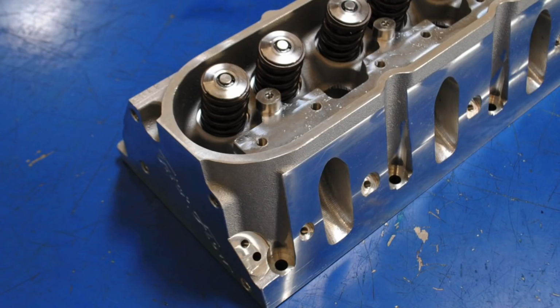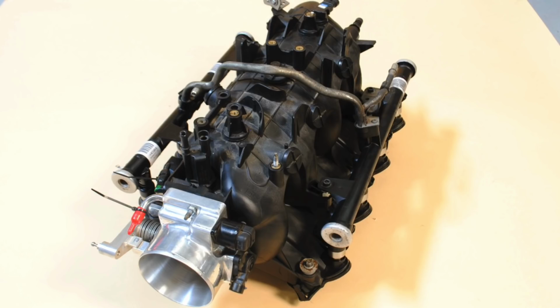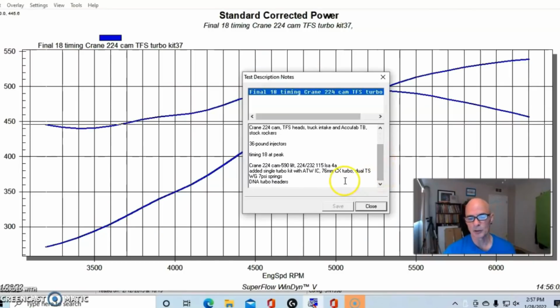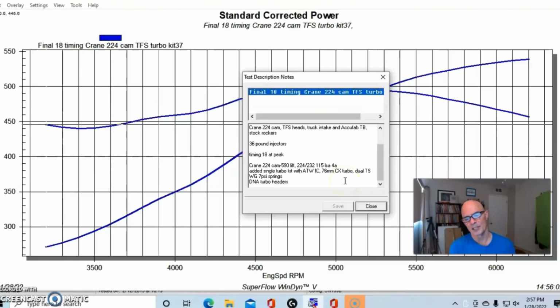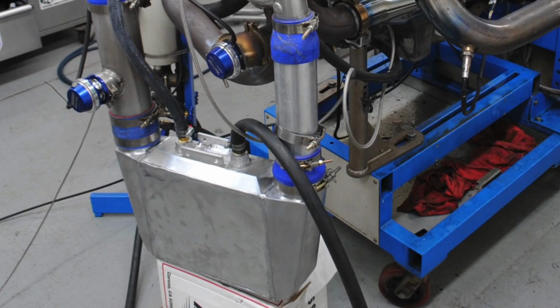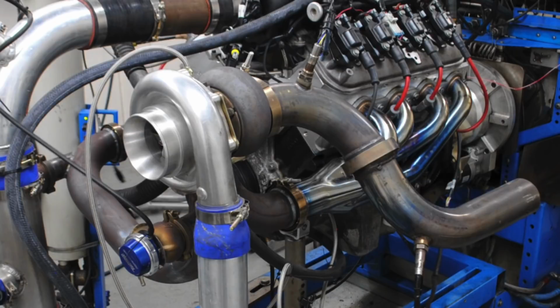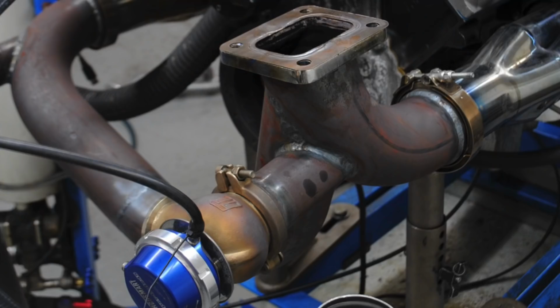And it had the Trick Flow 205 heads. It had a truck intake manifold, an AccuFab throttle body. And we had a single turbo kit that consisted of a CX Racing air to water intercooler. We had a small 76 millimeter CX Racing turbo. We had the two Turbo Smart wastegates.